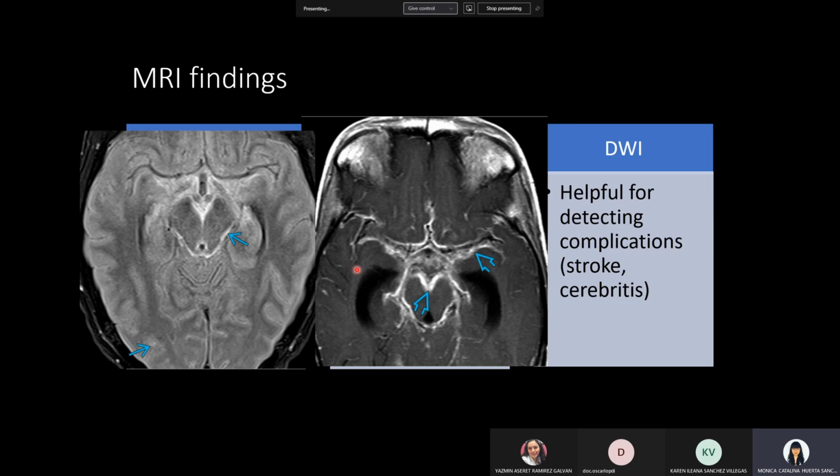Here we have another example. This is an axial contrast enhanced T1 weighted image in a child with documented tuberculosis that shows thick linear enhancement along the midbrain and the temporal lobes. Note also the enlargement of the ventricles, which is a complication of the meningitis.